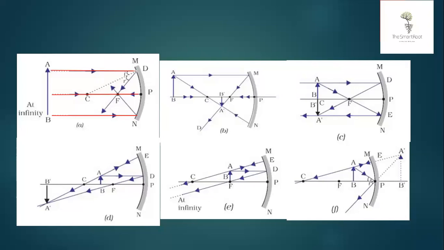I just told you the 3 rules, right? If the ray of light is parallel to the principal axis, then after reflection it passes through the focus.